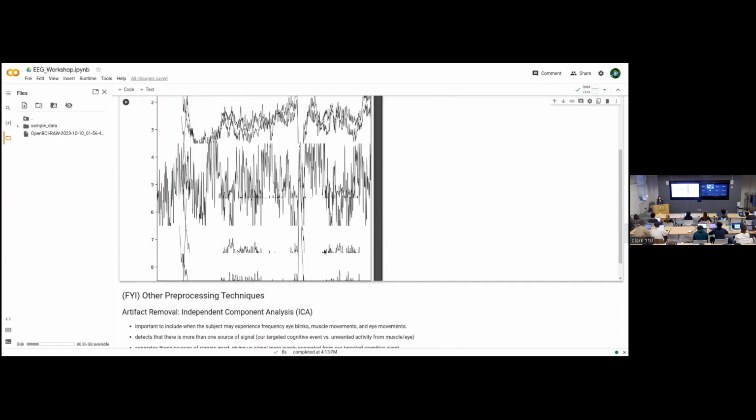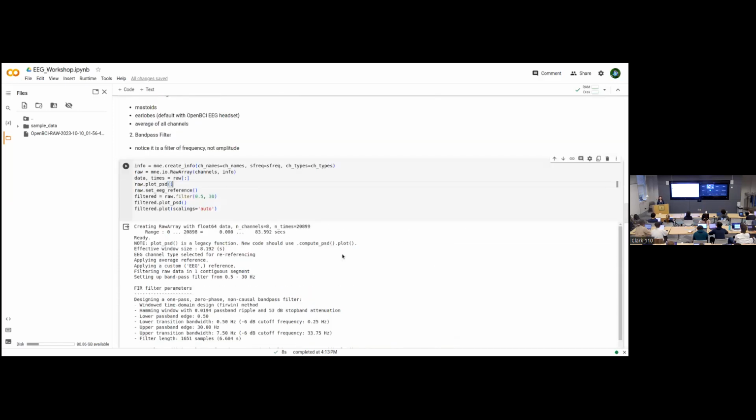So we did two of the simplest pre-processing steps here. One of them is average across all channels re-referencing, and the other one is a bandpass filter of frequency. Before I move on to give a little FYI of other very useful pre-processing stuff, does anyone have any questions or issues running this cell? Showing up on everyone's computer.